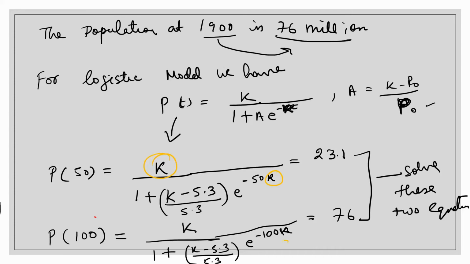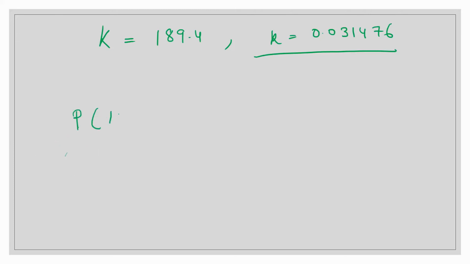We need to find out these values from these two equations, and if you see and solve, you will get capital K as 189.4 and small k as 0.031476. Now as per question, we need to find out the population at 1950. That means that 150 years away from the reference point.